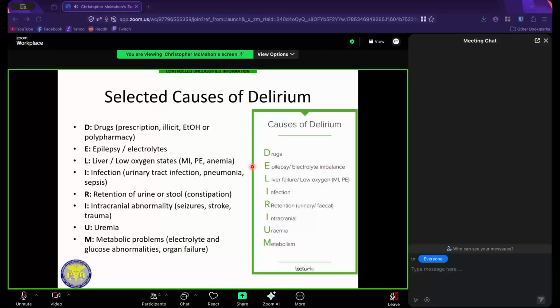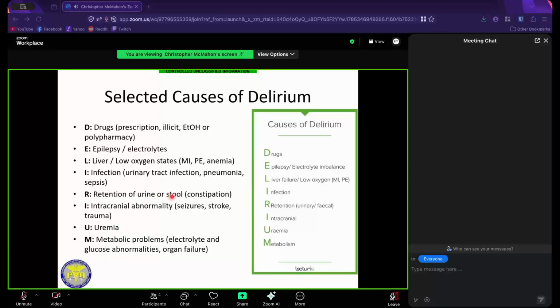The L is for liver failure or low oxygen states. The I is for infection, especially urinary tract infections. Has anyone in here worked EMS before? And seen grandma with the UTI and you can smell it from across the yard and they're demented or delirious? Yep, classic. All right, and pneumonia and sepsis, I think.